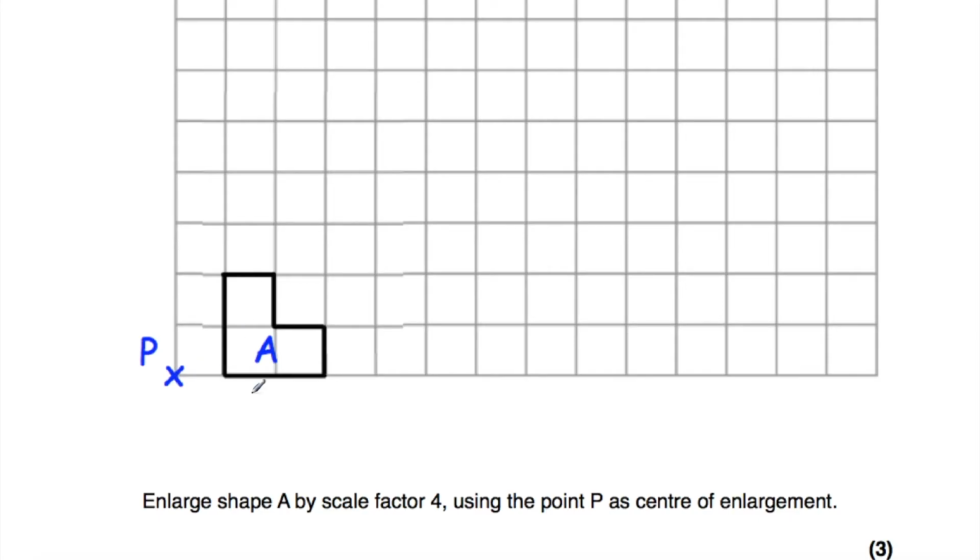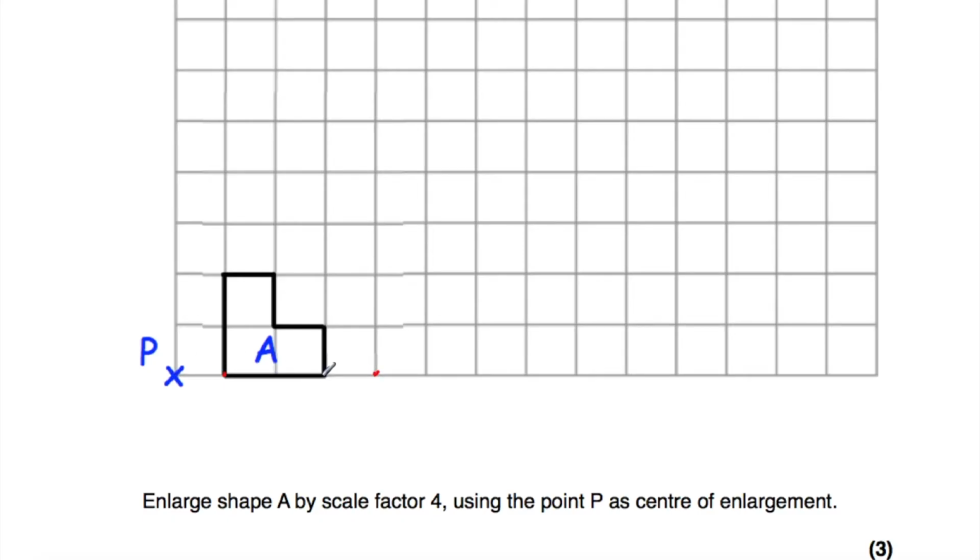So let's do each point of this shape, okay? So let's start off with this point here. To get to this point, we would go 1 across, or 1 square to the right. But because we're enlarging by scale factor 4, instead of going 1 to the right, we're going to go 4 to the right. So we're going to go back to P and we're going to go 4 to the right. So 1, 2, 3, 4 would be there.